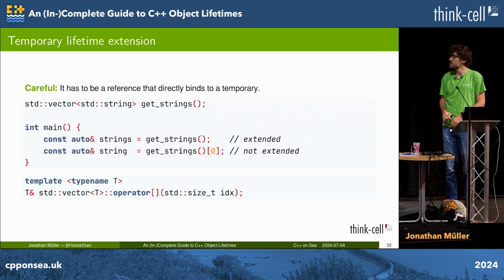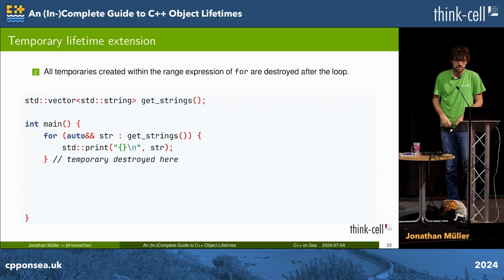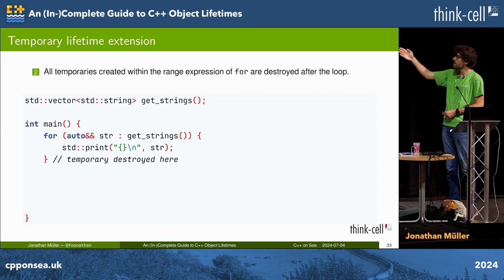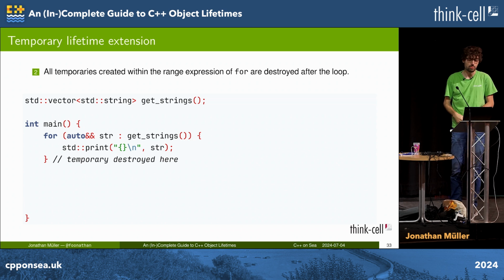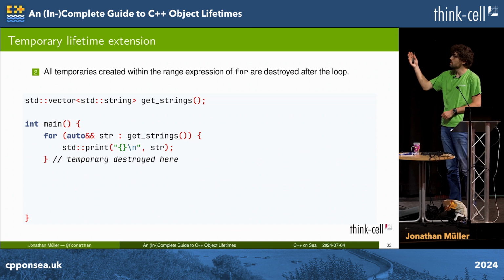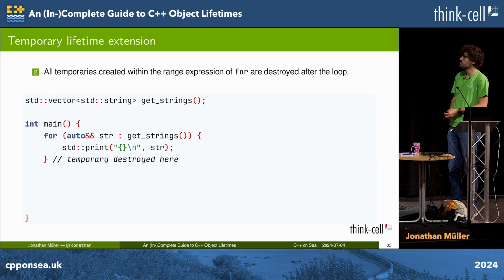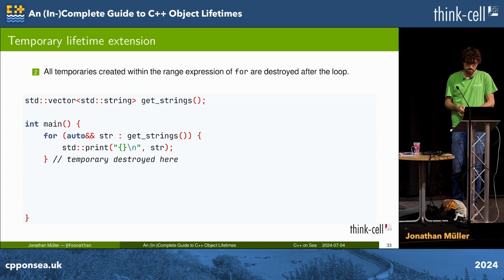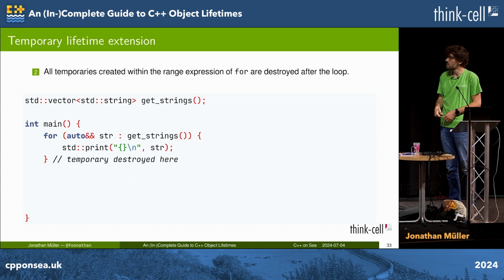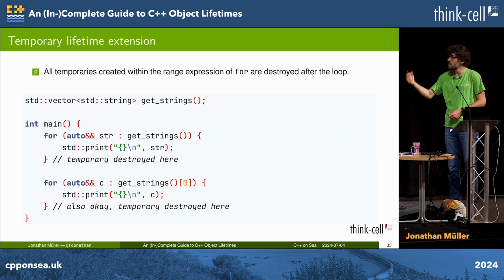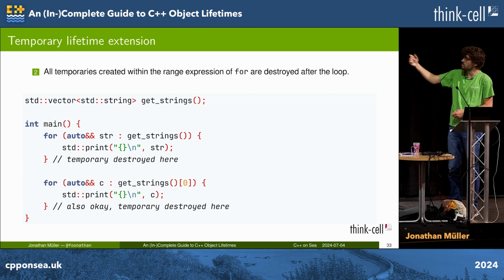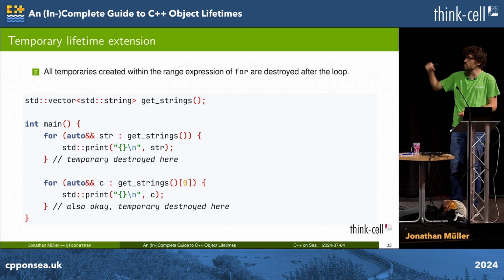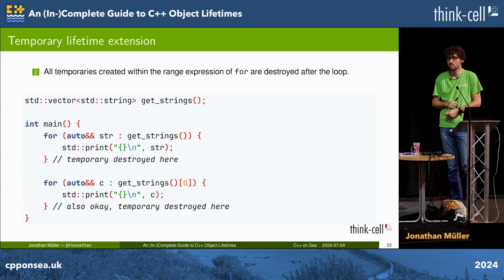The second case of temporary lifetime extension is a lot more useful. So when we have a range-based for loop, after the colon, we can create a bunch of temporaries, and they're still alive until we exit the for loop. Which means that when we write code like this, where we iterate over the value returned by getStrings, this is perfectly fine. The temporary gets created, and it will be destroyed after the loop. And crucially, this is also fine. So here we're iterating over the first string, which triggers the creation of a temporary. But the lifetime of all temporaries created will be extended until the end of the for loop, so it will only be destroyed at the end of the for loop.